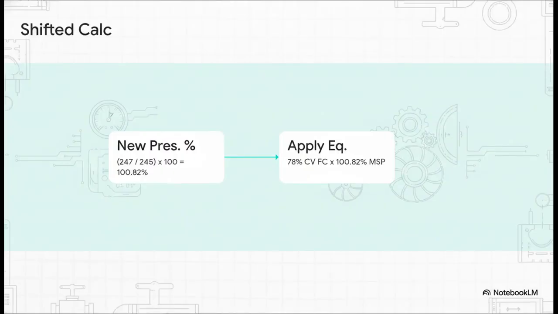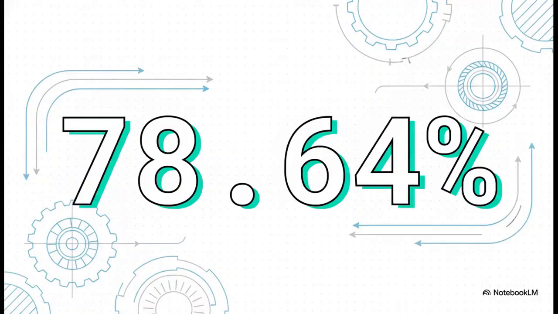Okay, let's methodically trace the calculations again. Step 1, we find our new pressure percentage. 247 bar divided by the rated 245 bar gives us 100.82%. Step 2, we apply our trusty load equation. We take our 78% valve flow and multiply it by our 100.82% pressure. The result? The turbine is currently operating at exactly 78.64% of its maximum continuous rating. The logic adapts seamlessly to the shifting parameters without skipping a beat.